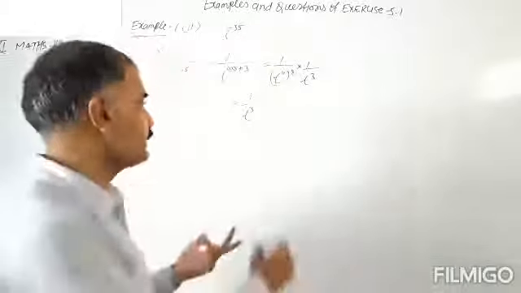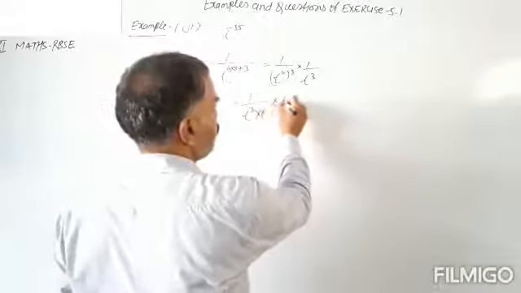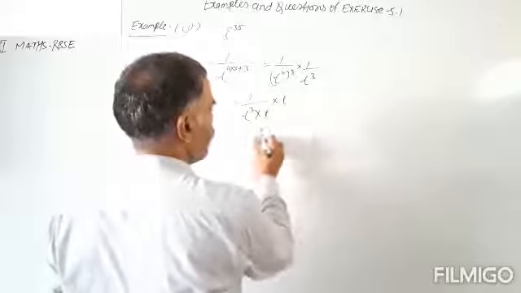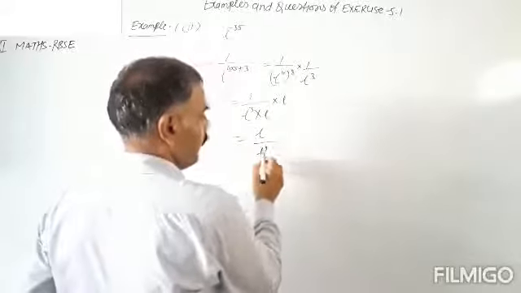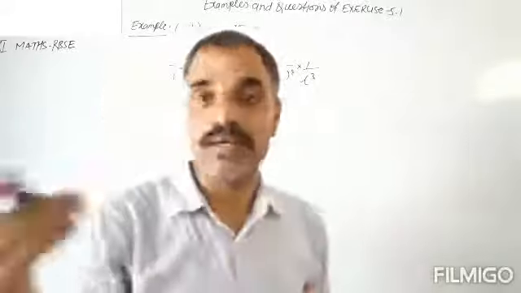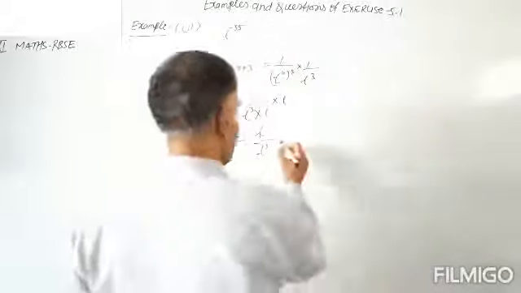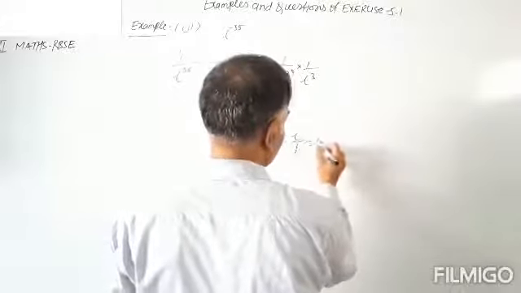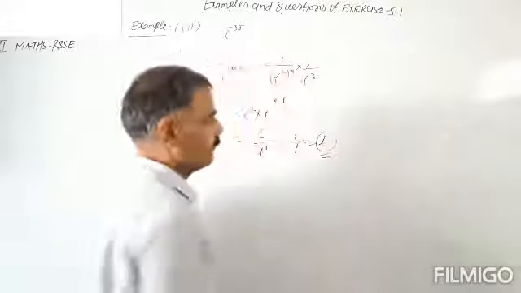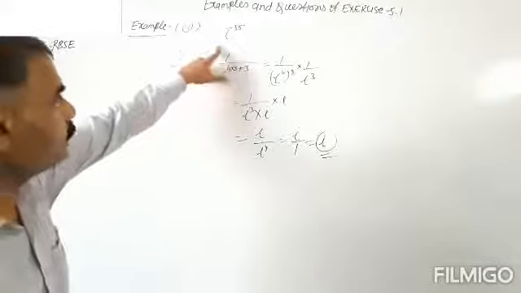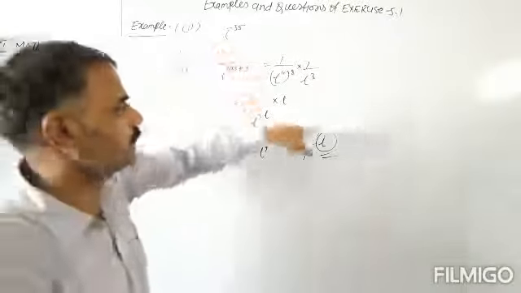Now multiplying this by iota upon iota, we get iota upon iota to the power 4, and iota to the power 4 is 1. So iota upon 1 equals iota. So iota to the power minus 35 is equal to iota.